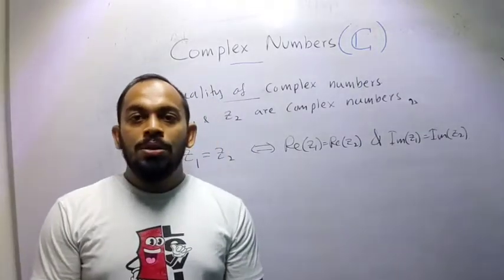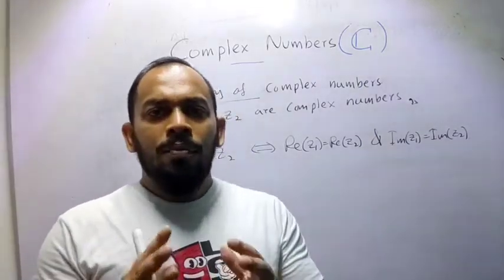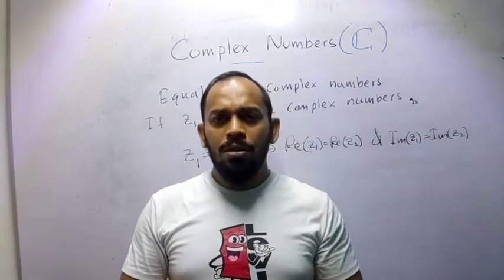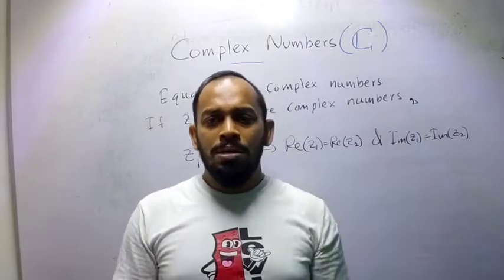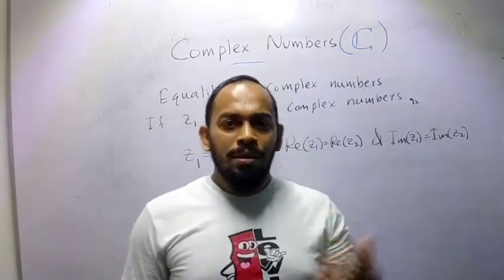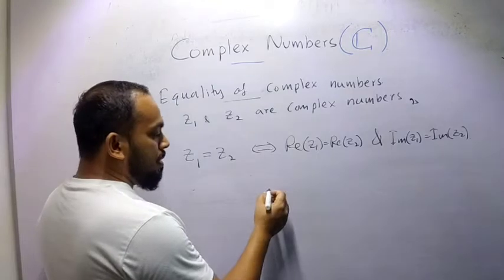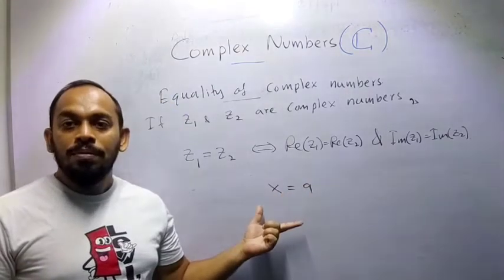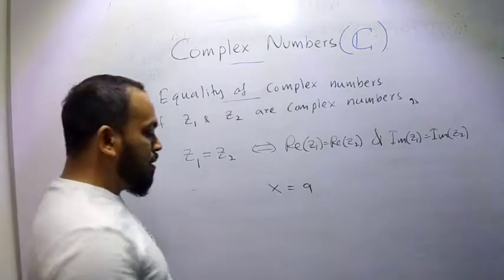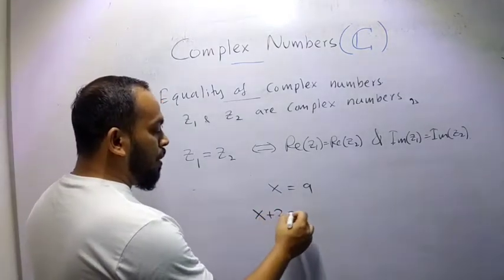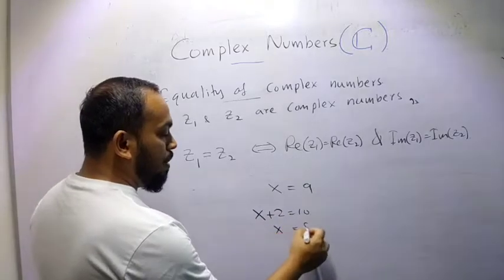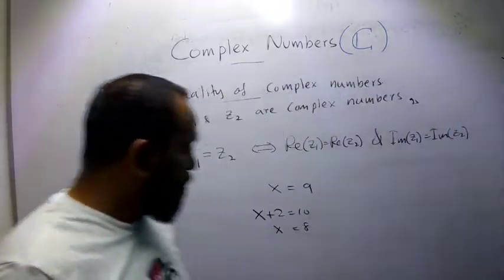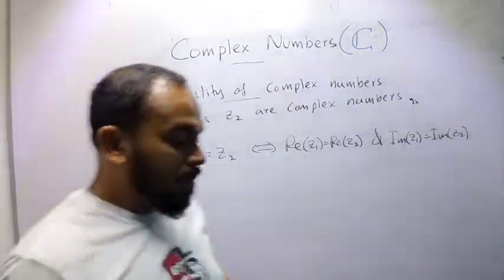Right. So let's talk about equality. What does it mean to say that two complex numbers are equal to each other? We know that when two real numbers are equal, for example, x equals 9, which means x is equal to 9. If you have x plus 2 equal to 10, then x should be equal to 8. This is equality. So what does equality mean when it comes to complex numbers?